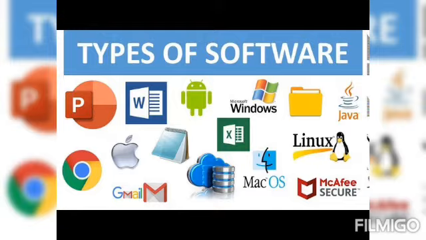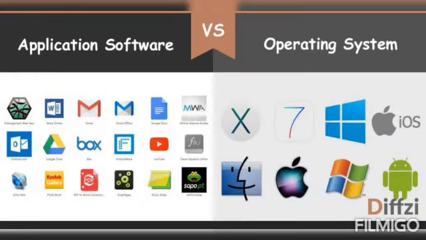Now we have two types of software. We have the operating system software and the application software. Can you repeat after me? Yes, operating system software and application software.